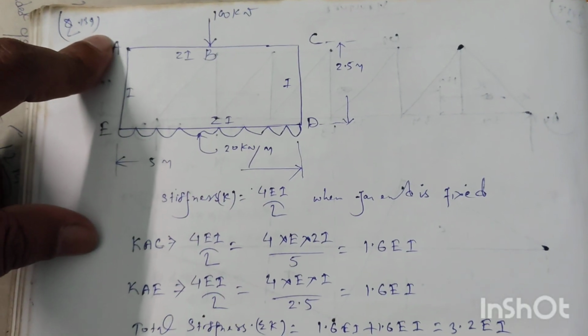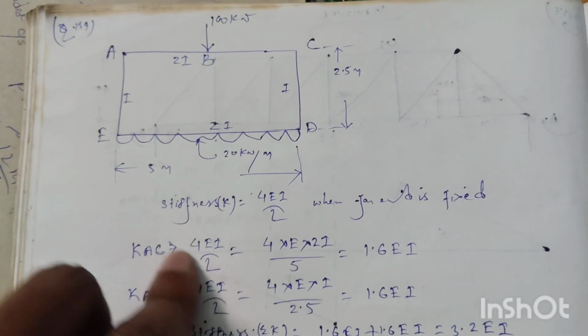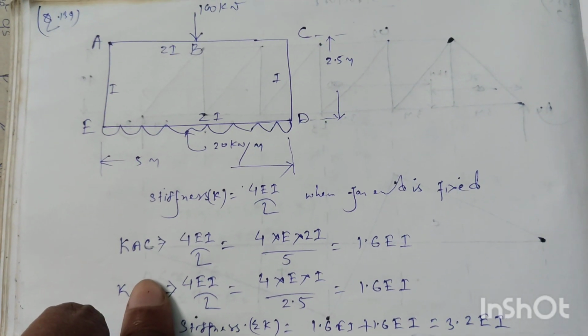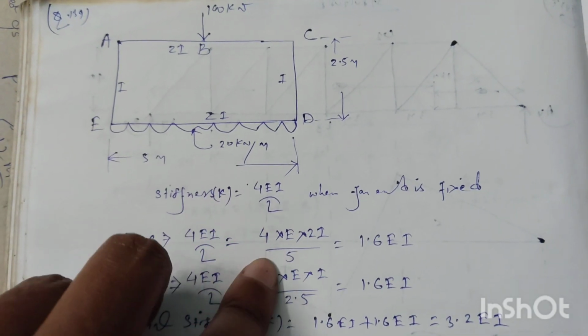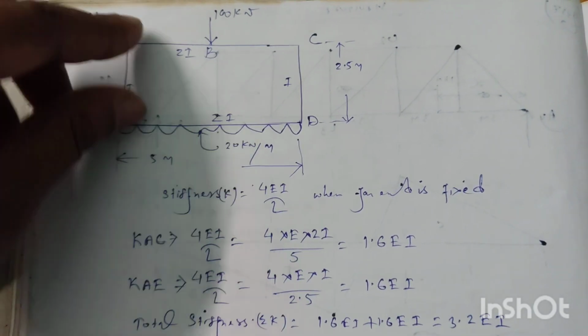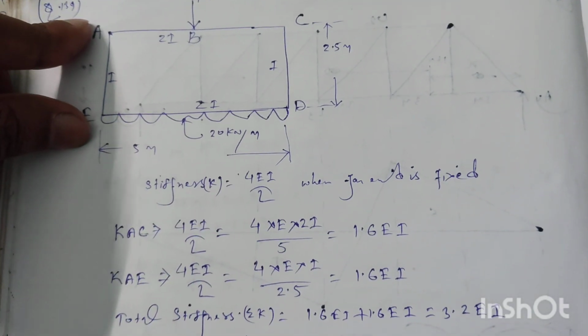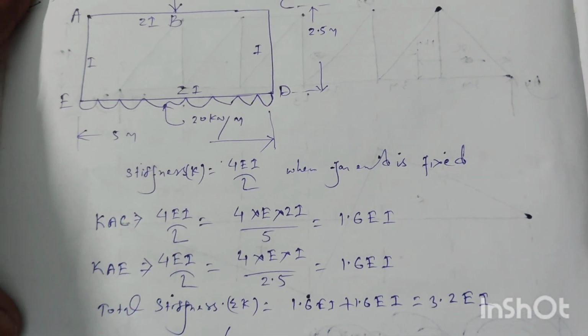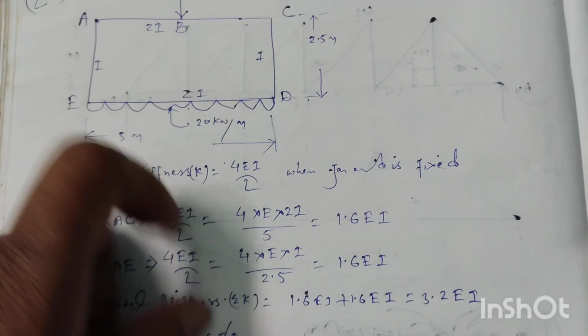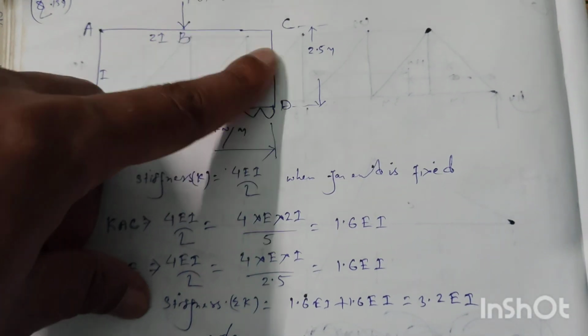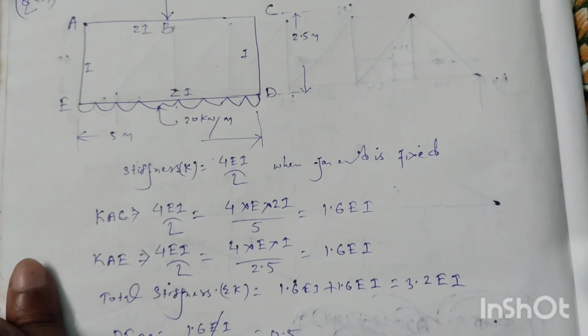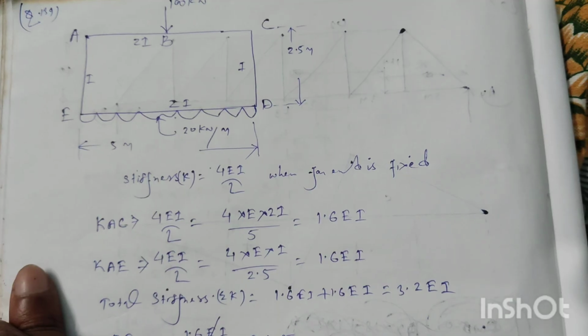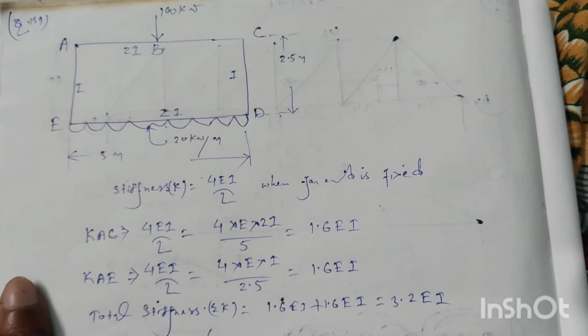Now the stiffness value of the member AE will also be equal to 4 EI by L. So 4 into E into I divided by the length of the member AE, which is 2.5. So after calculation, KAE will be equal to 1.6 EI. Now the total stiffness at joint A, AE plus AC, will be 1.6 EI plus 1.6 EI equal to 3.2 EI.